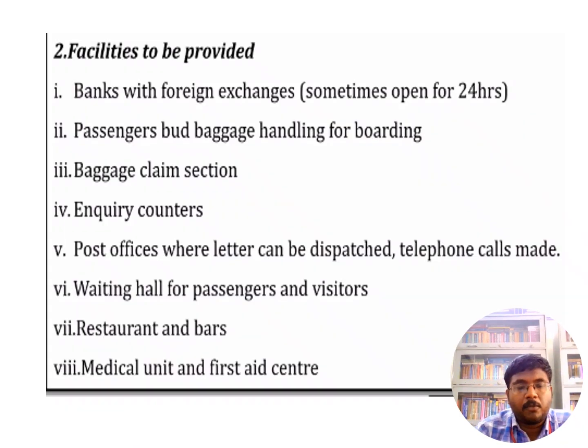First we see what facilities are to be provided in the terminal building. First of all, in an international airport, money exchange counters should be present. Next, in some national as well as international airports, there is a post office where letters can be dispatched. Sometimes telephone calls can be made. A waiting hall for both passengers and visitors should be present inside a terminal building. Some international airports also provide a restaurant as well as bars.